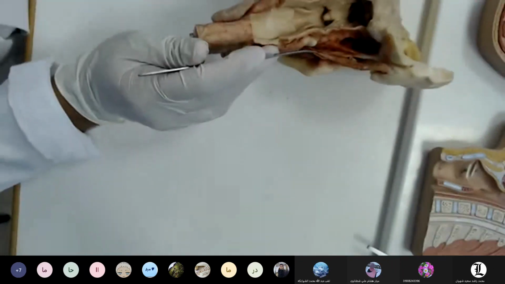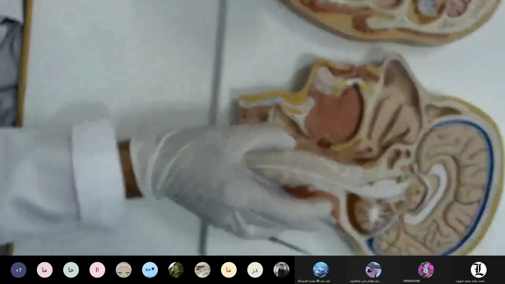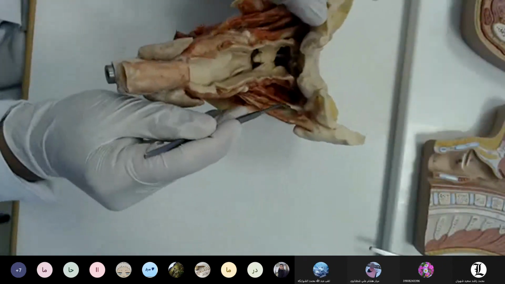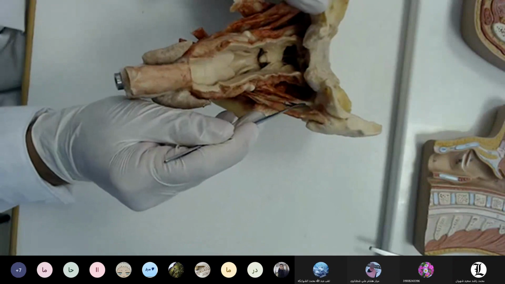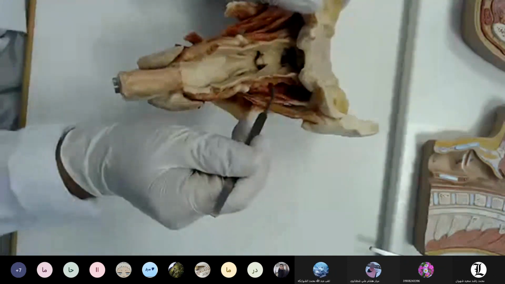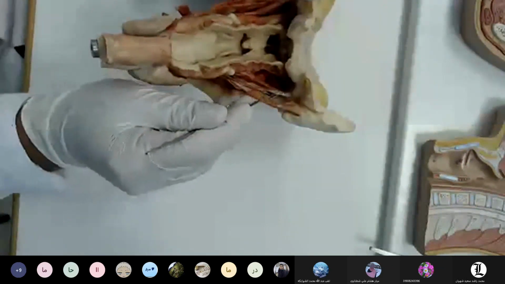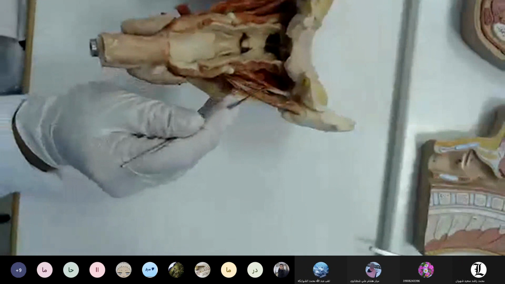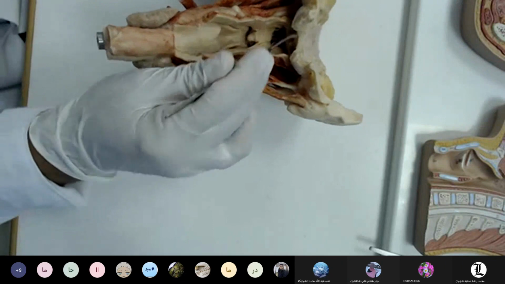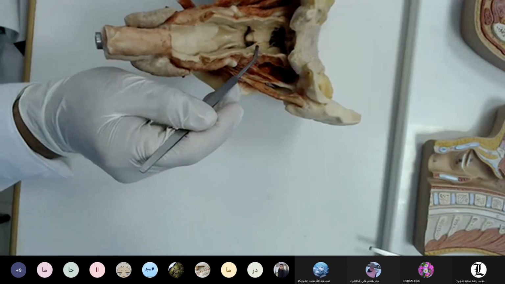Guys, we cannot see the salpingopharyngeus, and yes, we have three muscles as I mentioned. In this plastinated model, this is the hyoid bone, and this is the stylopharyngeus muscle that passes between the superior and middle constrictor in the gap in between. It's the only muscle innervated by the glossopharyngeal nerve, cranial nerve number 9. Otherwise, all the muscles of the pharynx, either circular or longitudinal, are innervated by the pharyngeal plexus.